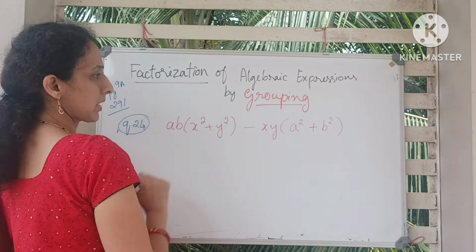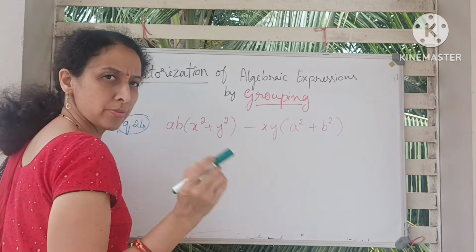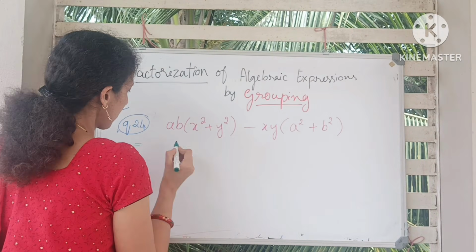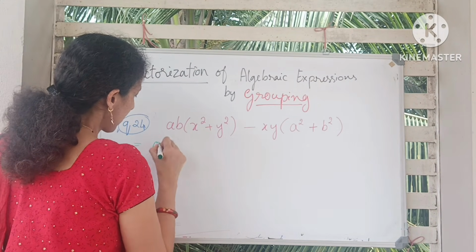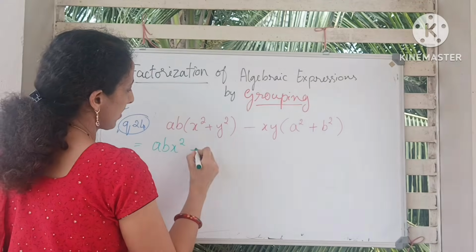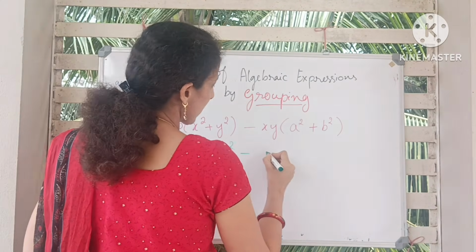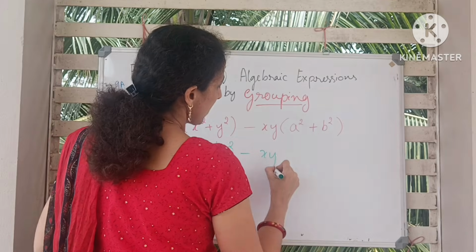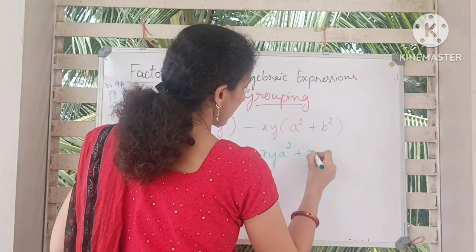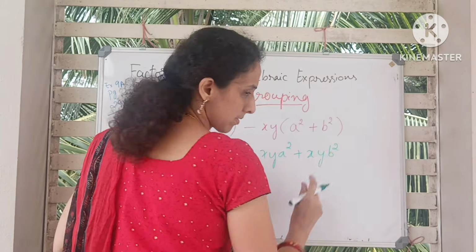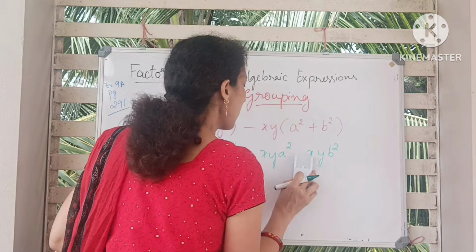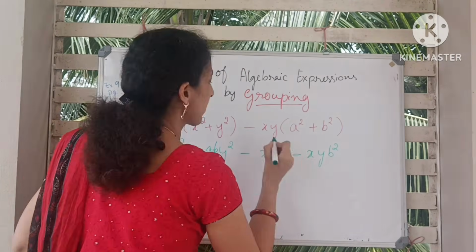We can see that we can multiply and expand it. First let's try to do this. Here ab x square plus ab y square minus xy a square plus xy b square. This is minus because I am multiplying by minus x square.